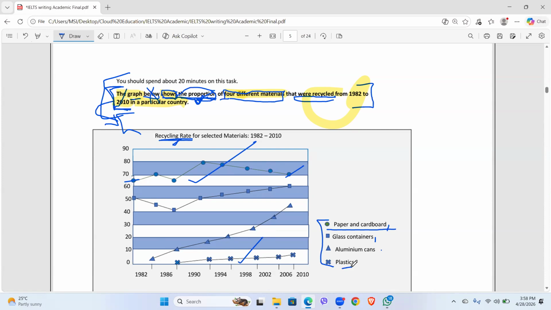अरु के देख्न मिल्छ? Trend हेर्न मिल्छ? What about the trend? What is the trend of plastics को trend कस्तो छ? It is starting from around 2 अनि माथि 5, 6, 7 कति पुगेछ, right? So this is increasing, right? This one, aluminum cans also increasing. Increasing. Yes. What about glass containers? यो पनि के छ? Also increasing. Last को?